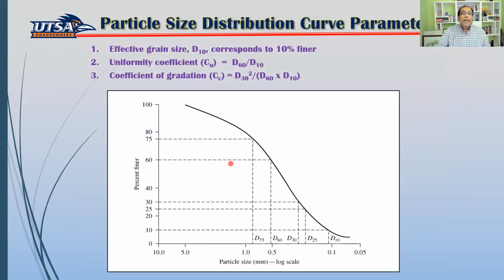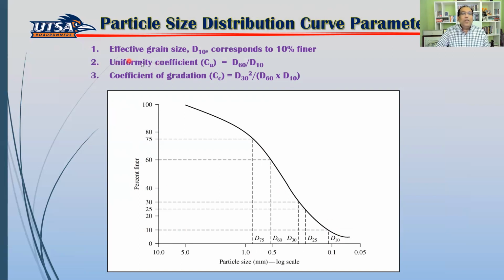Now let's move forward, and you can also find out some curve parameters from this particle size distribution curve, which is very, very important for soil classification and to understand the nature of the distribution of the particle size. First of all, there's the effective grain size, which is D10, meaning the diameter of the particle corresponding to 10% finer. Okay, so if you draw a line for 10% finer here and read the corresponding diameter from that scale, that's your D10.